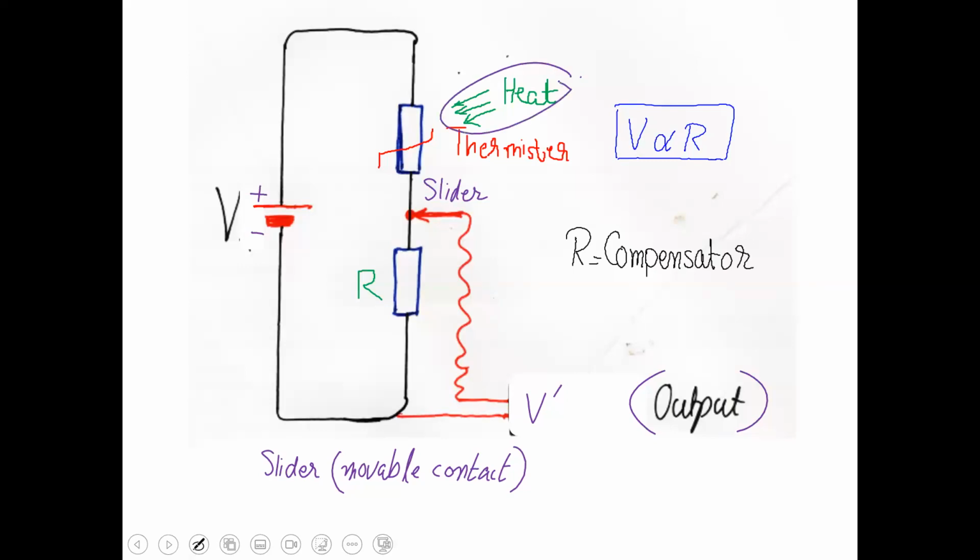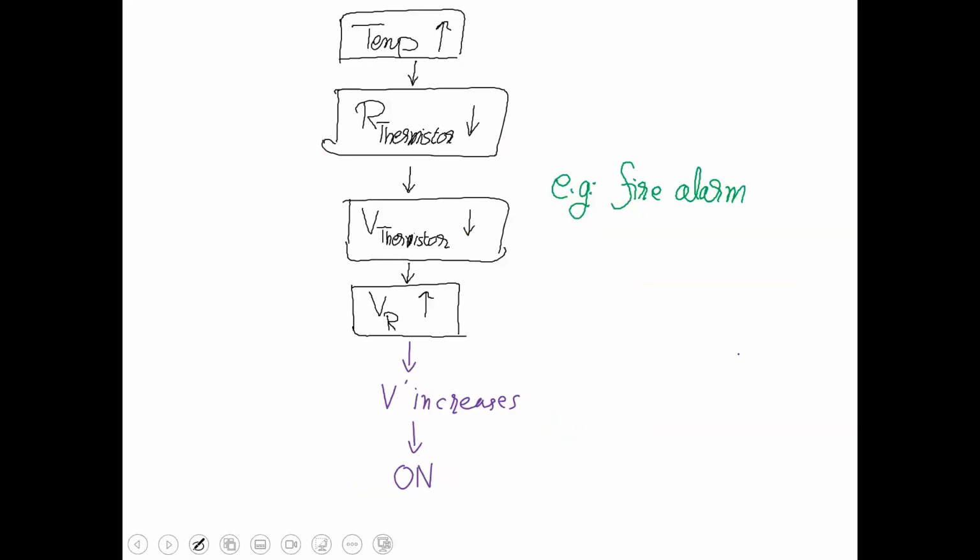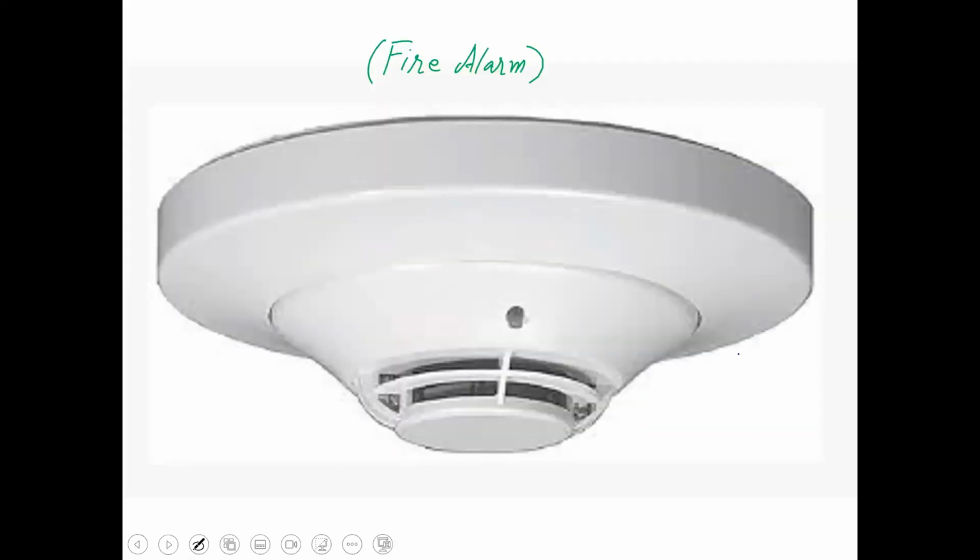Heat is coming. Due to heat, temperature increases, resistance decreases, voltage also decreases. To compensate, voltage increases. Here also voltage increases. So the device switches on. For example, you can use it in a fire alarm. This is a fire alarm.